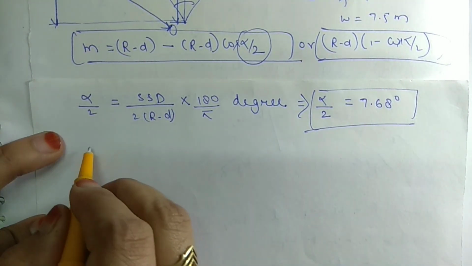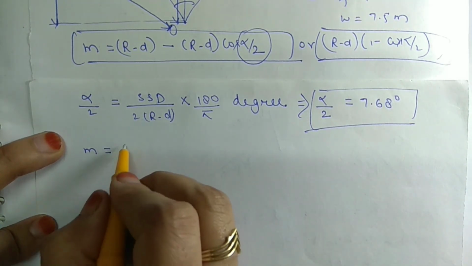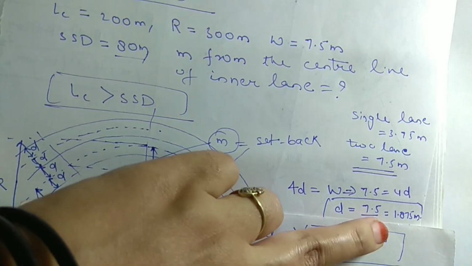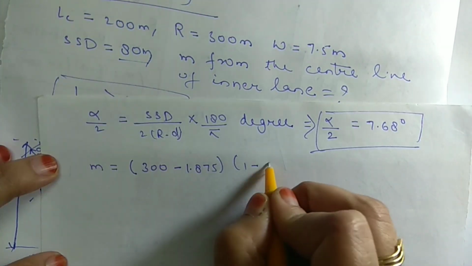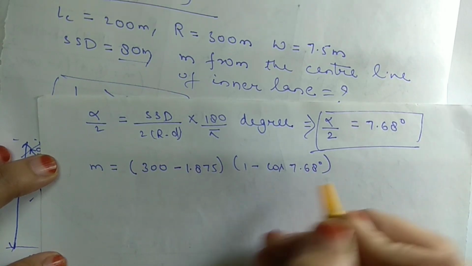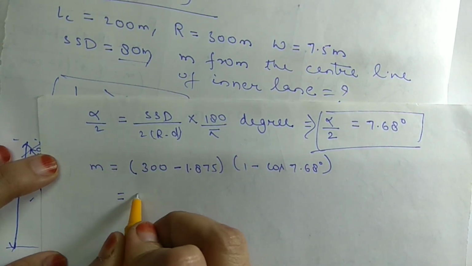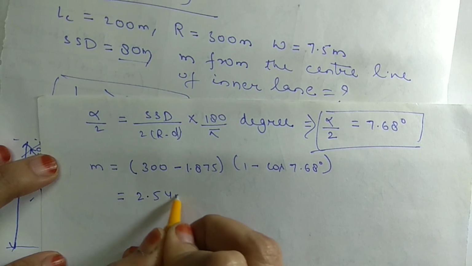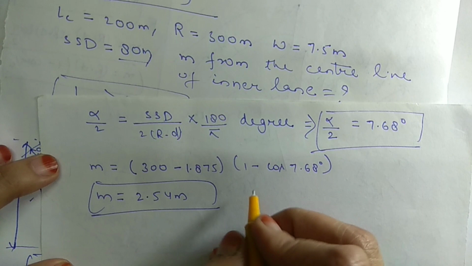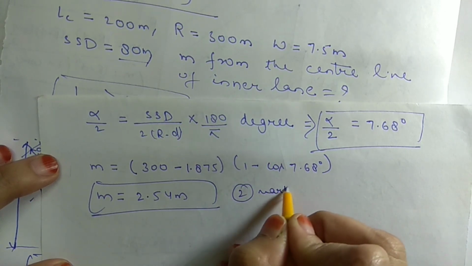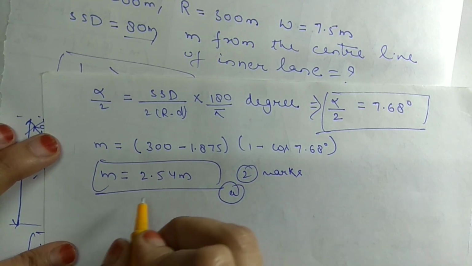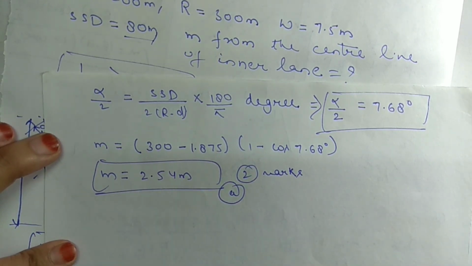Now it becomes very easy to calculate the setback distance. R is 300 meter minus D is 1.875, and 1 minus cos alpha by 2, with alpha by 2 being 7.68 degree, and we get this setback distance as 2.54 meter. This question was asked for 2 marks, and option A is correct, which is 2.54 meter.